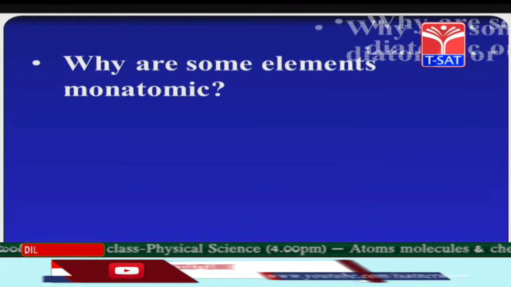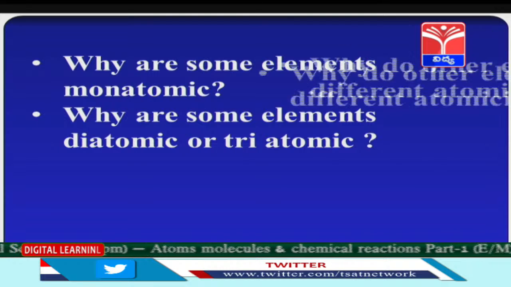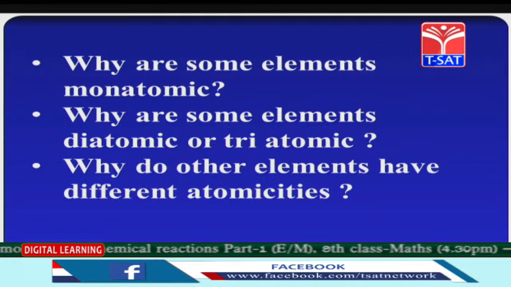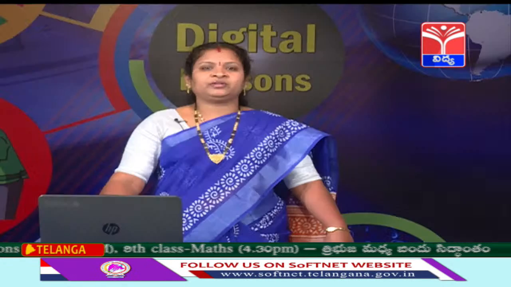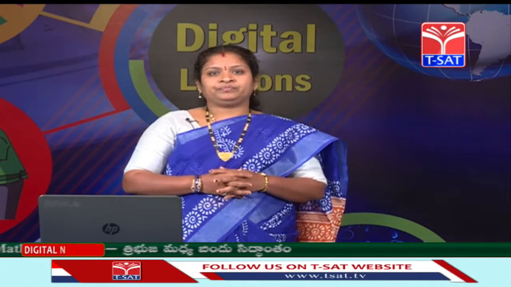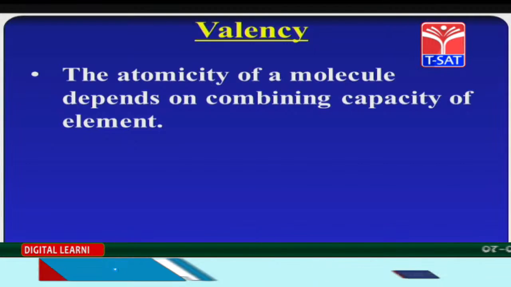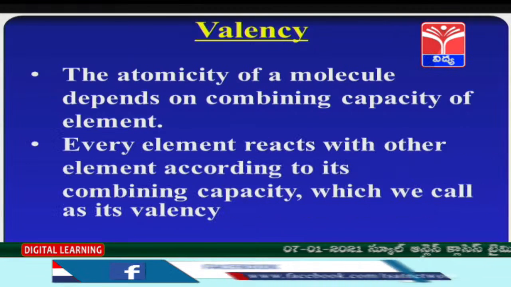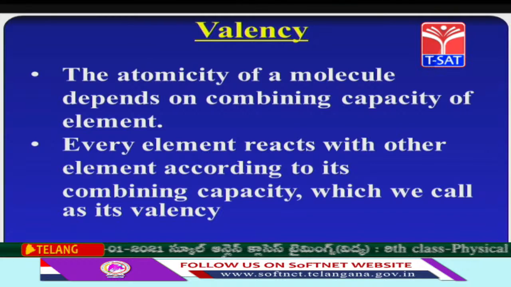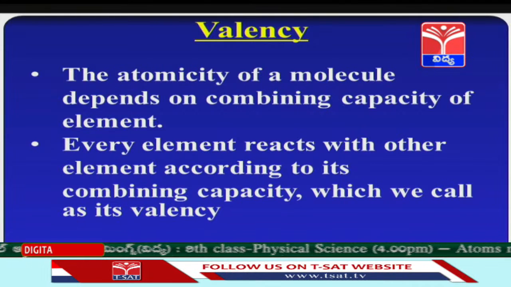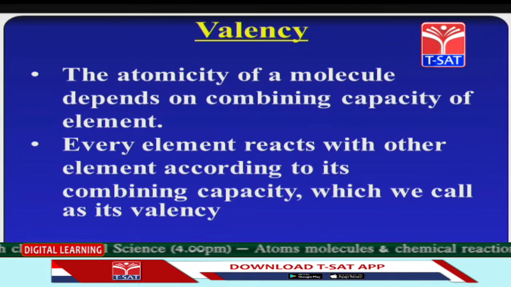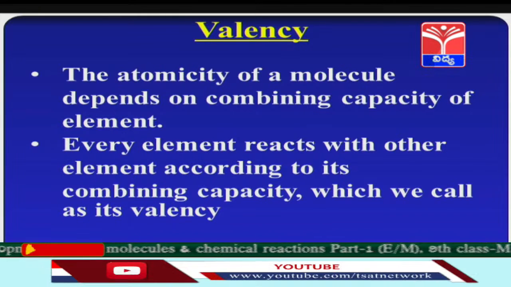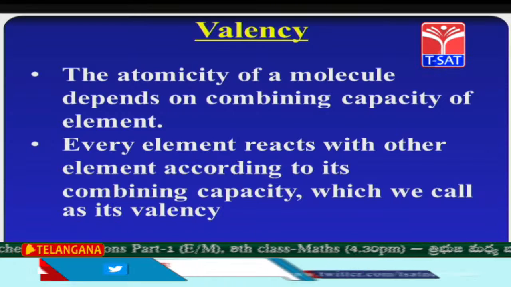Why are some elements monoatomic, children, and why are some elements diatomic or triatomic? Why do other elements have different atomicities? Because of valency. Valency is the combining capacity of a particular element, and it differs from one atom to another atom. Children, the atomicity of a molecule depends upon valency. Valency is nothing but the combining capacity of an element. Every element reacts with another element according to its combining capacity. What is it called? It is called valency.